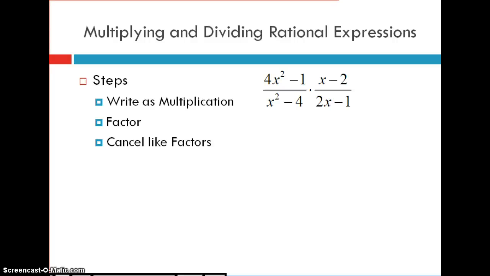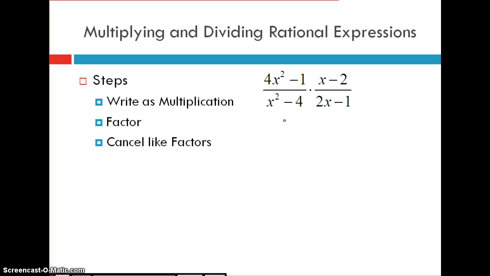Hi, this is just a brief review of how to multiply and divide rational expressions. We went through a few steps earlier of how to do that, and in this problem we will do the same thing. First we'll make sure it's written as multiplication, which this problem is. We're going to next factor, and then we'll cancel like factors. So already written as multiplication, check. So now we're going to factor.